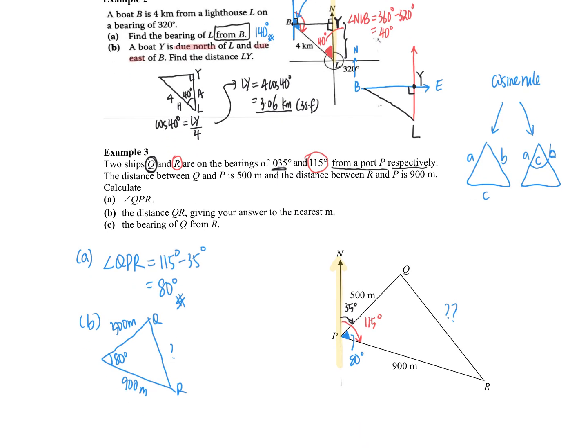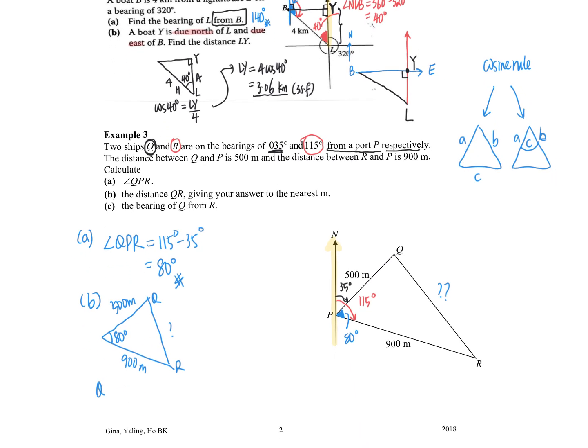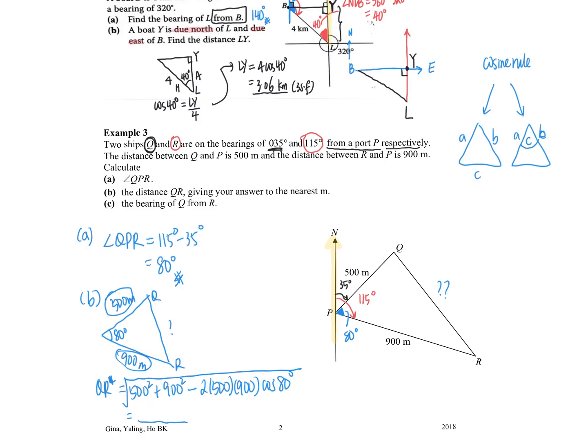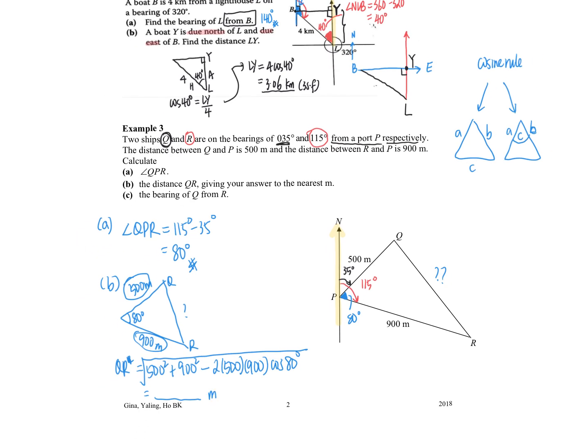Okay, so in order to find QR, it will be QR square equals the sum of squares of the other 2 sides, minus 2 times the product of these 2 lengths followed by cosine 80 degrees. So to find QR, just take a square root. And then the answer, they say nearest meter.